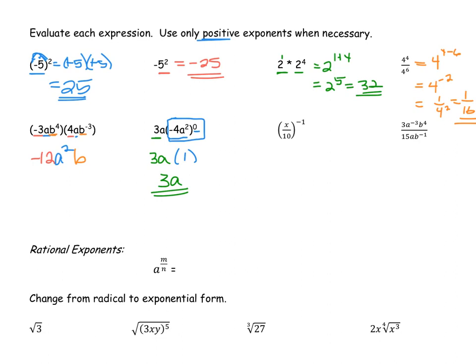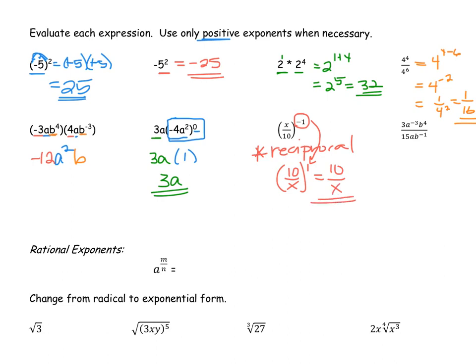Or x divided by 10 to the negative 1. Again, we've got that negative exponent. So if we want to put the base in the denominator, but it's already a fraction, we're just going to flip the fraction or take the reciprocal. Instead of x over 10, we can make that 10 over x if we flip the whole thing. And that makes negative 1 become positive 1. And that just gives us 10 over x.